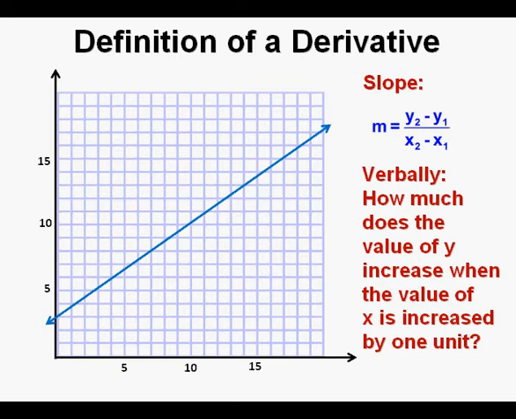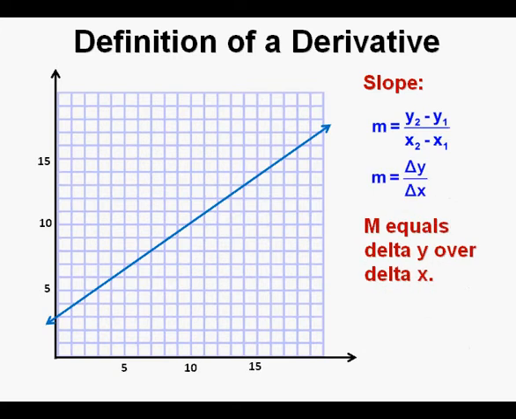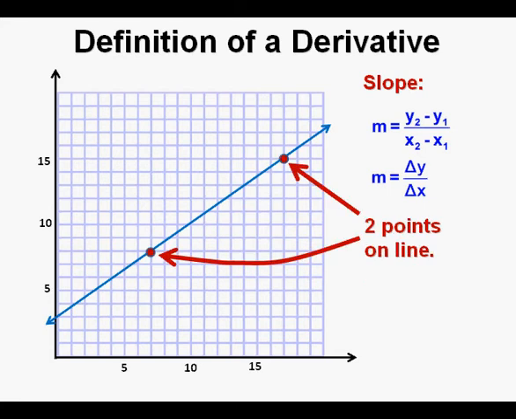But as we move along towards and into calculus, you will see yet a different version of the slope formula, and it's this one: m equals delta y over delta x. Delta y is the change in the y value, and delta x is the change in the x value. You may have seen this version in physics. Now we can pick out 2 points on the line.